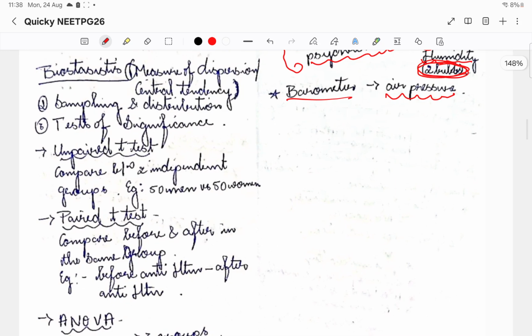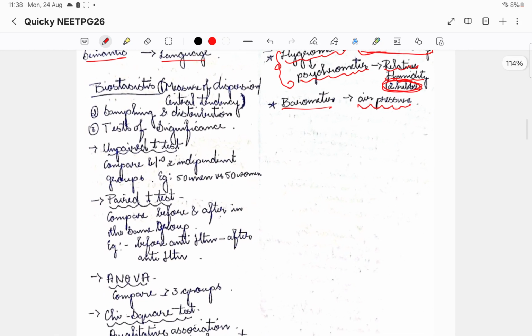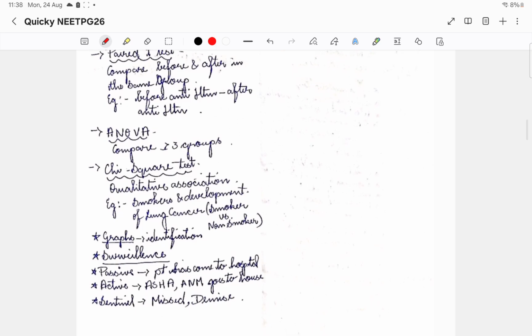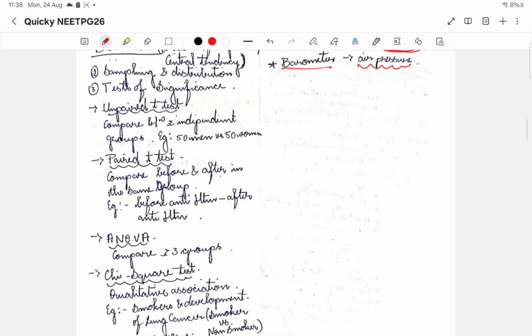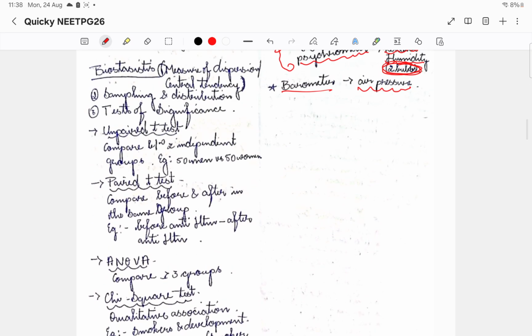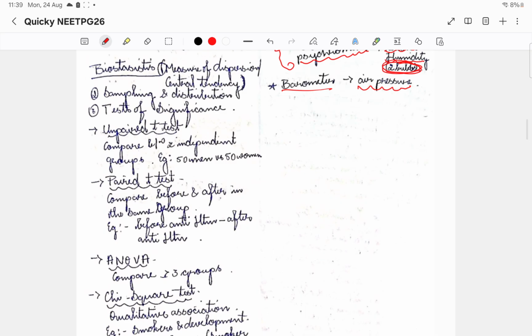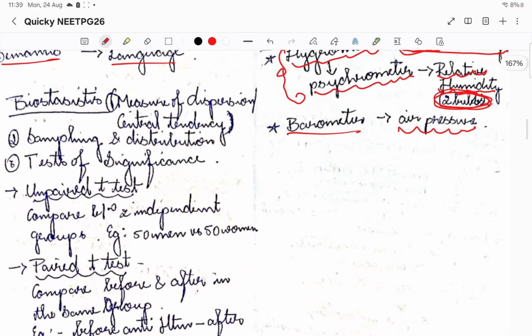Then coming to biostatistics, it is very easy. Actually, it is a direct question that they are giving. So we should know how to identify that question. That's it, that is what we are supposed to do with respect to biostatistics, and definitely you can score this. So there is a measure of dispersion or the central tendency, you know that, right?